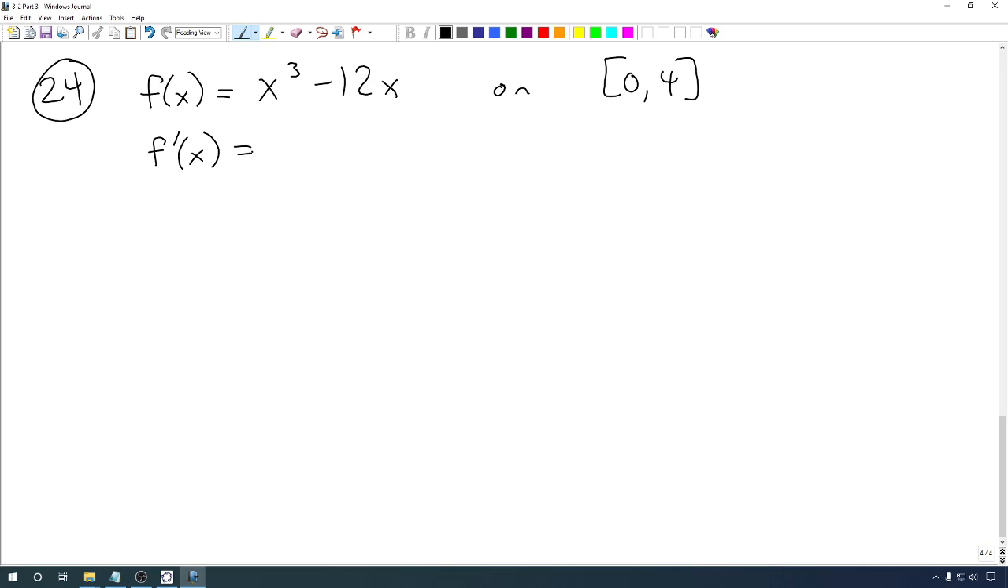That means we take the derivative of x cubed minus 12x. Well, here we get a 3x squared, then minus 12. If we set this equal to 0, essentially we get 3x squared equals 12, divide by 3, get x squared equals 4, or the x is either positive or -2.